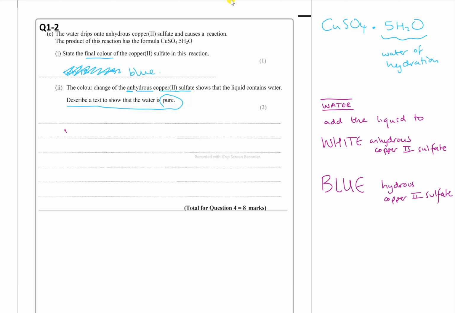So you boil the liquid and it will boil at 100 degrees Celsius. You can freeze it as well.